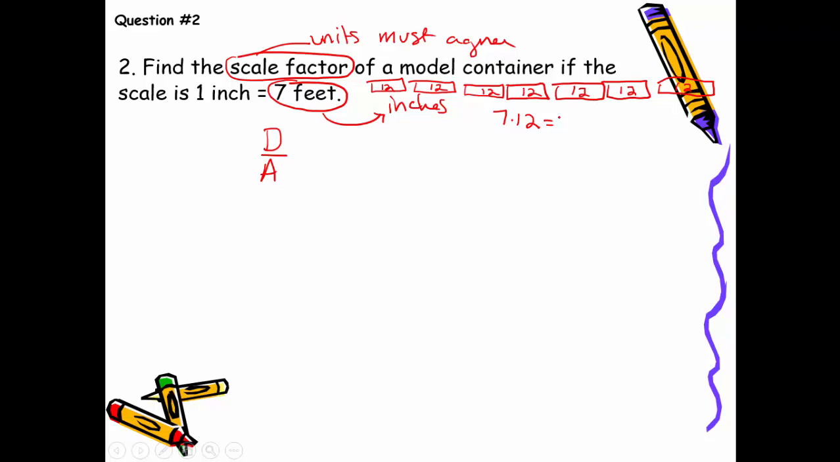And what's 7 times 12? Pick up your calculator if you need. I have a guess, but I don't want to say it out loud in case. 7 times 12 is 84. Well, that would have been my guess. I should have said it out loud.